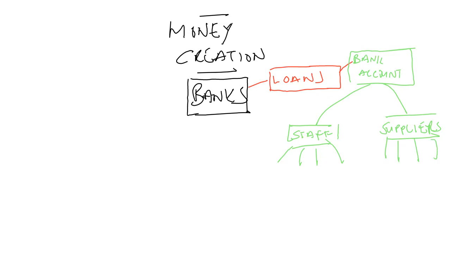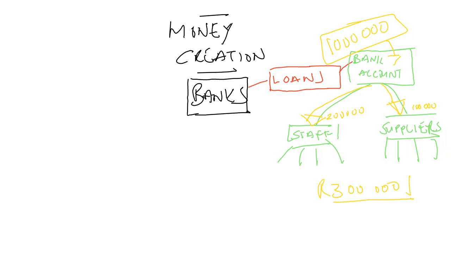So if this specific bank loan was, say, R1 million, and that went into the firm's account, basically bits and pieces. Let's say this staff got 200,000, and the suppliers got, say, 100,000. That essentially means that there's 200,000 more money in the country when it comes to staff, and 100,000 more money when it comes to suppliers. So essentially, all in all, 300,000 is the amount which the money stock has increased by.